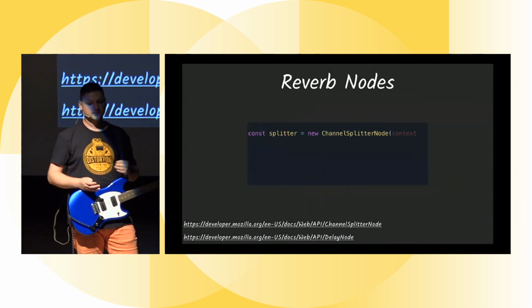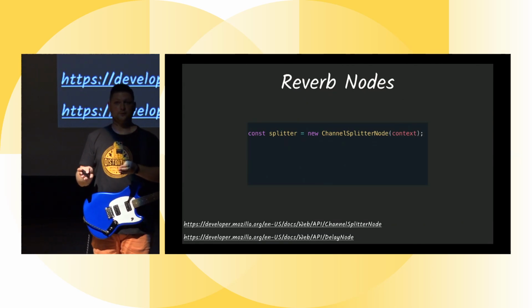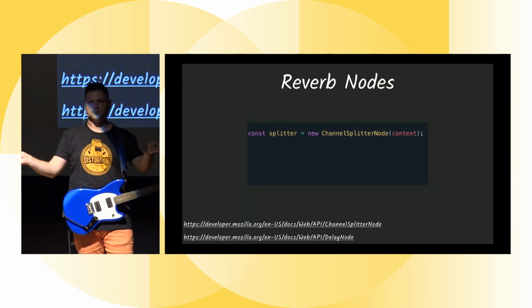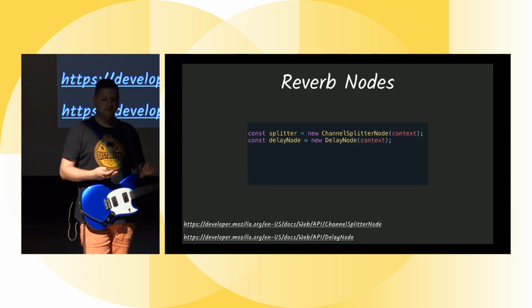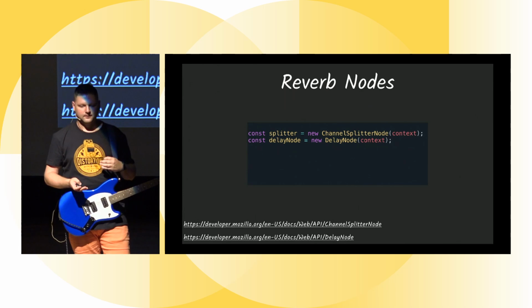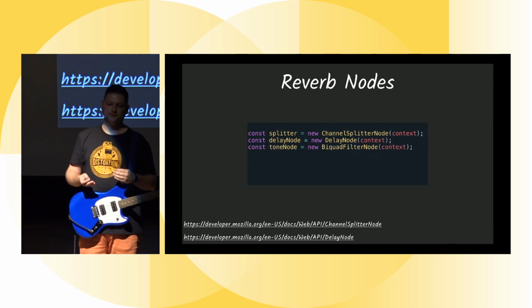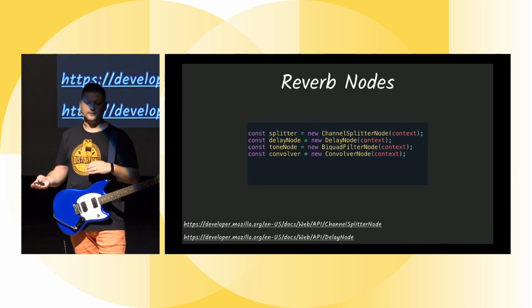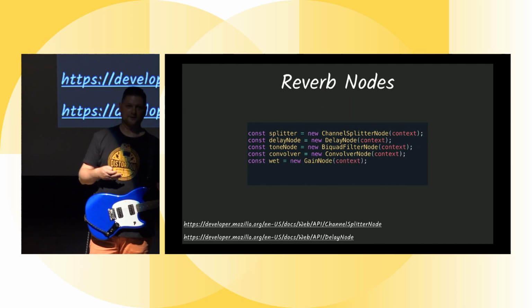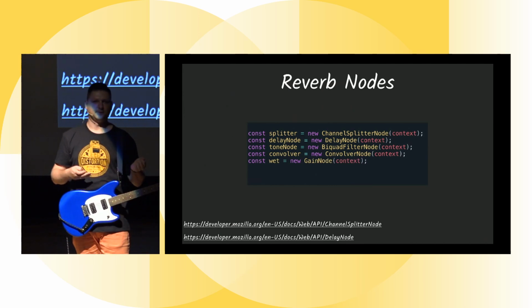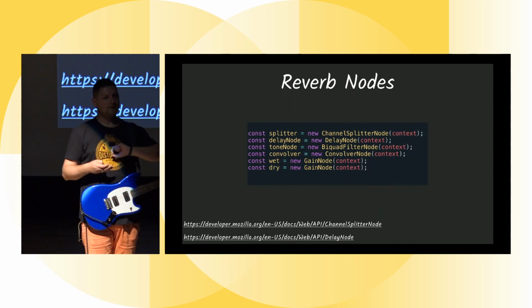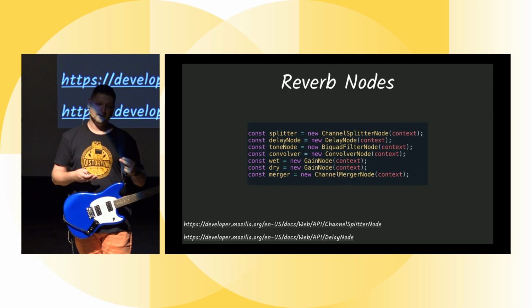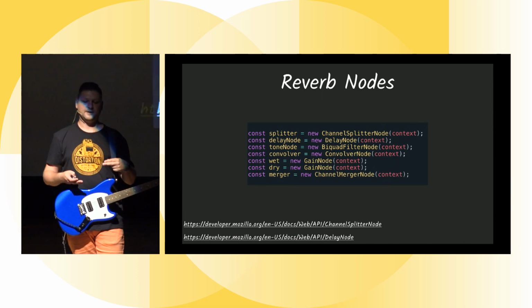So how does it look? First of all, we create a splitter node to split our sound into 2 channels. Then we add a delay node, a tone node with a BiquadFilter, a convolver node, and a gain node to control the amount of effect sound. And a dry node to control the amount of clean sound. And we create a merger to merge it back.